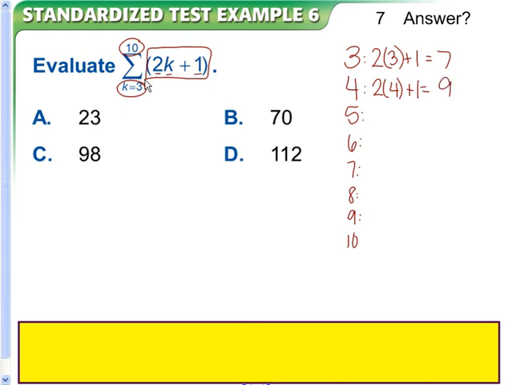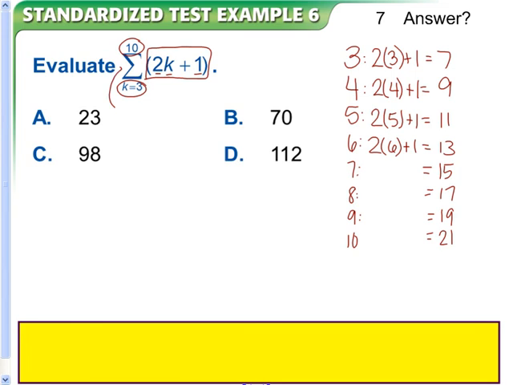So 8, that's 9. 2 times 5 plus 1, 11. Now you'll start noticing a pattern. What's happening each time is that we're adding 2. Let's just double check it again. That's 13. So now we can just continue on our pattern. So this will be 15, 17, 19, 21. Okay, so then this sigma means to sum it up. So we add up this list.